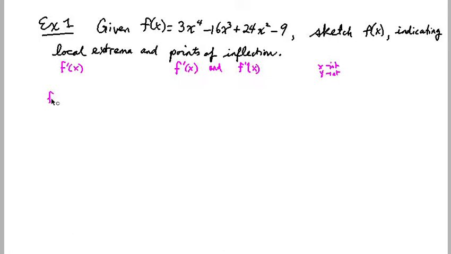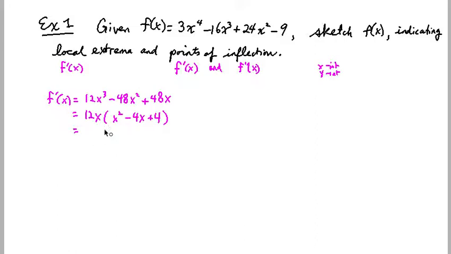So let's start with finding f prime of x. F prime of x, if I derive this, becomes 12x cubed minus 48x squared plus 48x. Okay. And now I can probably factor this. I have an x in each term. I have 12 in each term. So let's pull out a 12x there. And so I end up with x squared minus 4x plus 4.